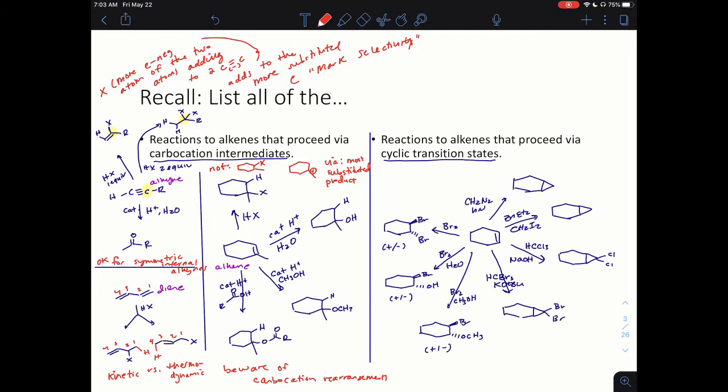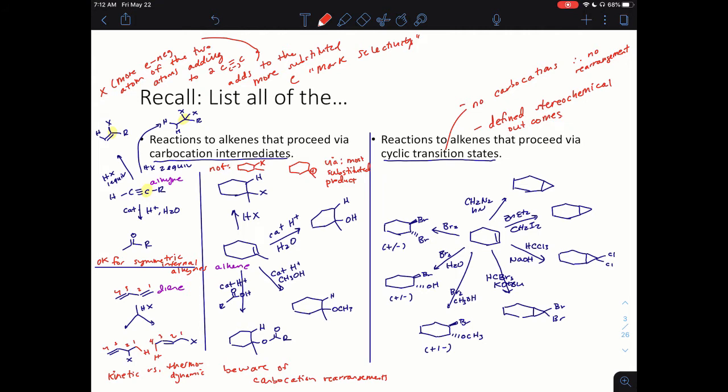The subject of this week has been these reactions of alkenes that proceed via cyclic transition states. The big difference is that there are no carbocations, so there are no carbocation rearrangements. There are also defined stereochemical outcomes as a consequence of the cyclic transition states and intermediates that we observed.